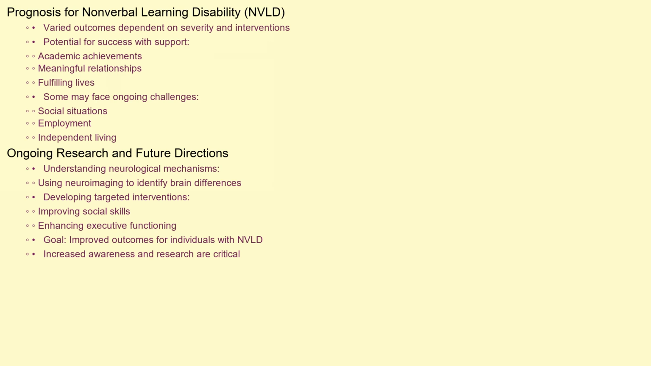Ongoing research is focused on better understanding the underlying neurological mechanisms of NVLD and developing more targeted interventions. Recent studies are exploring the use of neuroimaging techniques to identify specific brain differences in individuals with NVLD. Other research is focused on developing more effective interventions for improving social skills and executive functioning. Ultimately, increased awareness and research efforts will lead to better outcomes for individuals with NVLD.